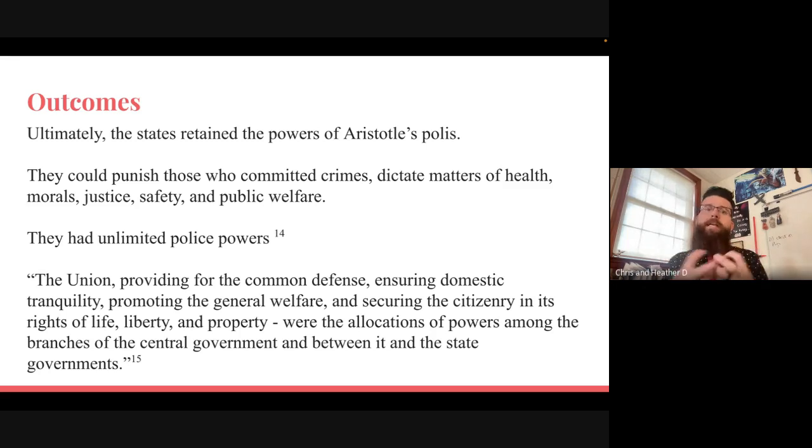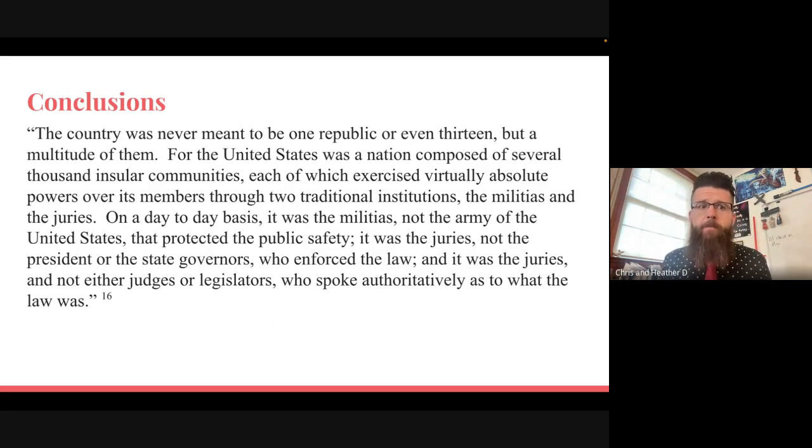I mean, it was this blend. It wasn't all or nothing, all Confederate states' rights, not all national government, but the blending of the two. And that's how America was unique. So my conclusions here, what do I pull from this? The country was never meant to be one republic. It was never meant to be 13, but a multitude of them.